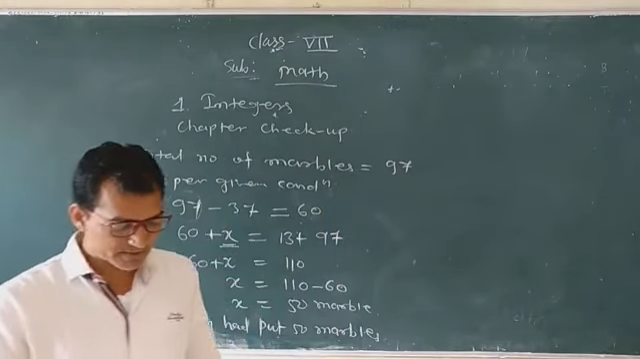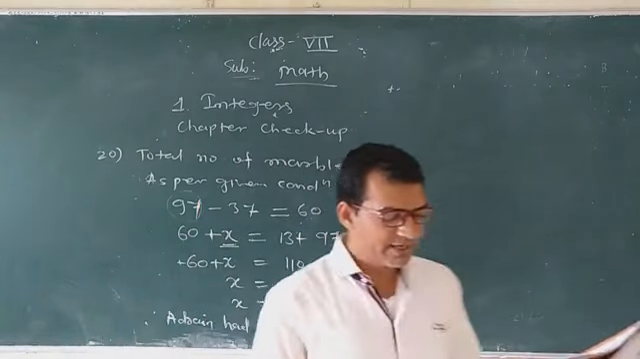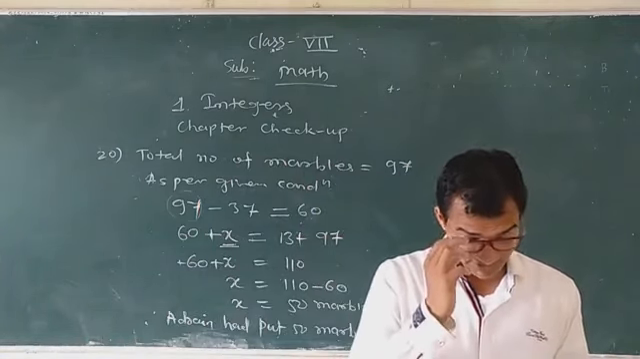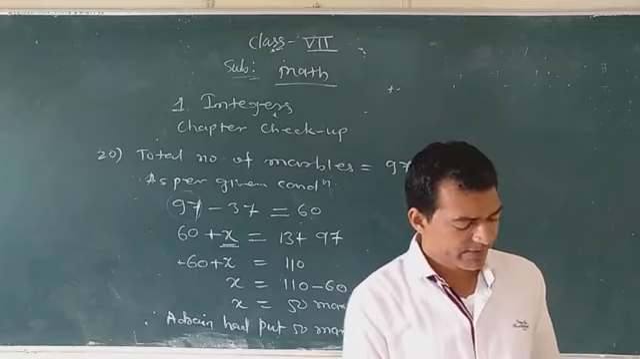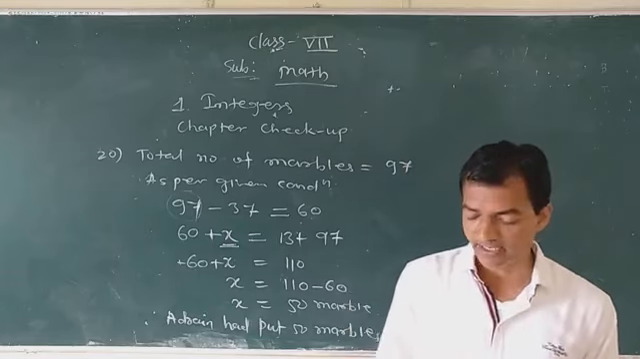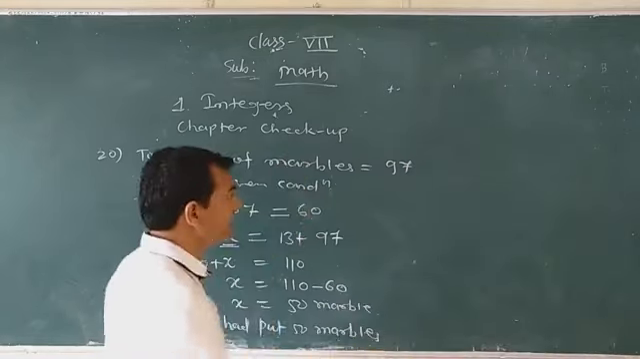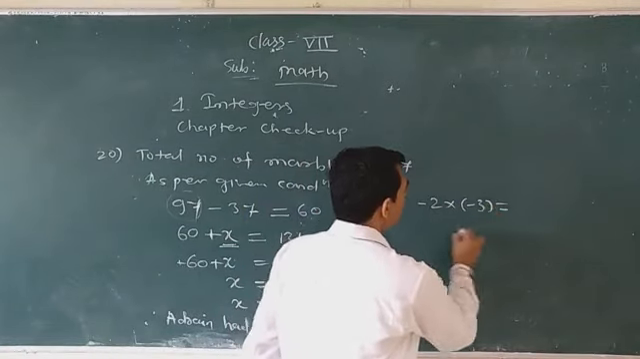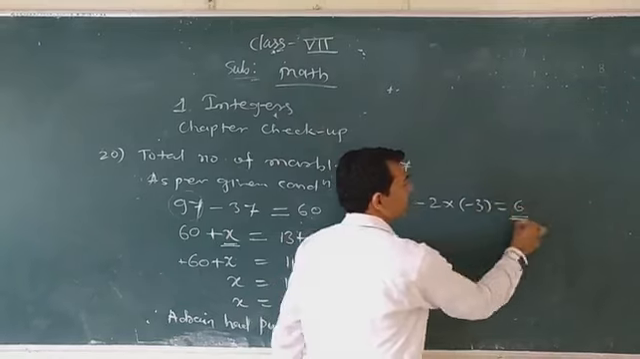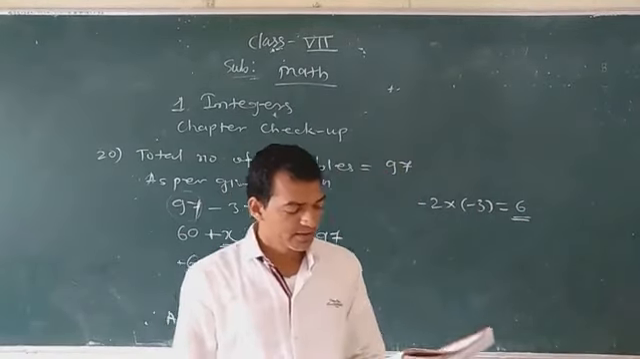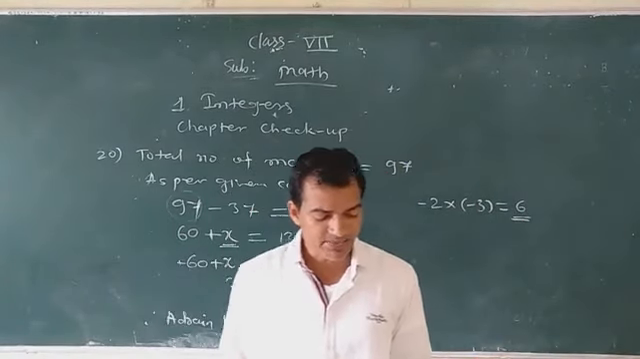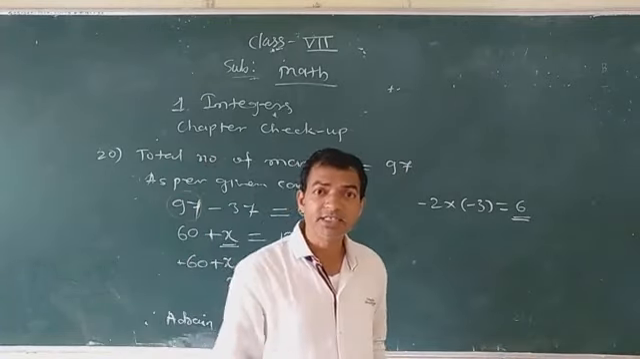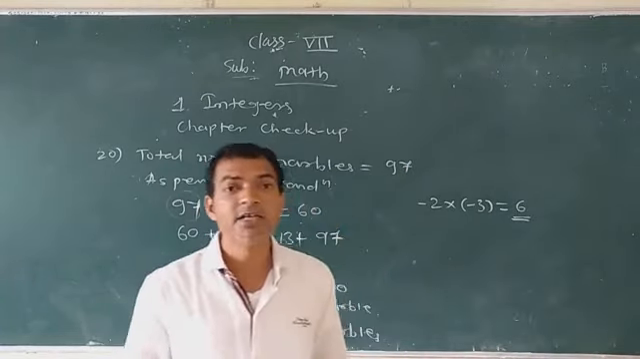State true or false. When two negative integers are multiplied, we get a positive integer. Is it true or false? Two negative integers means you have to consider any two. Suppose minus 2 into minus 2. What can you get? Minus times minus 2, 3 are 6. Means you get a positive integer. It is correct. So that's why you have to write true.